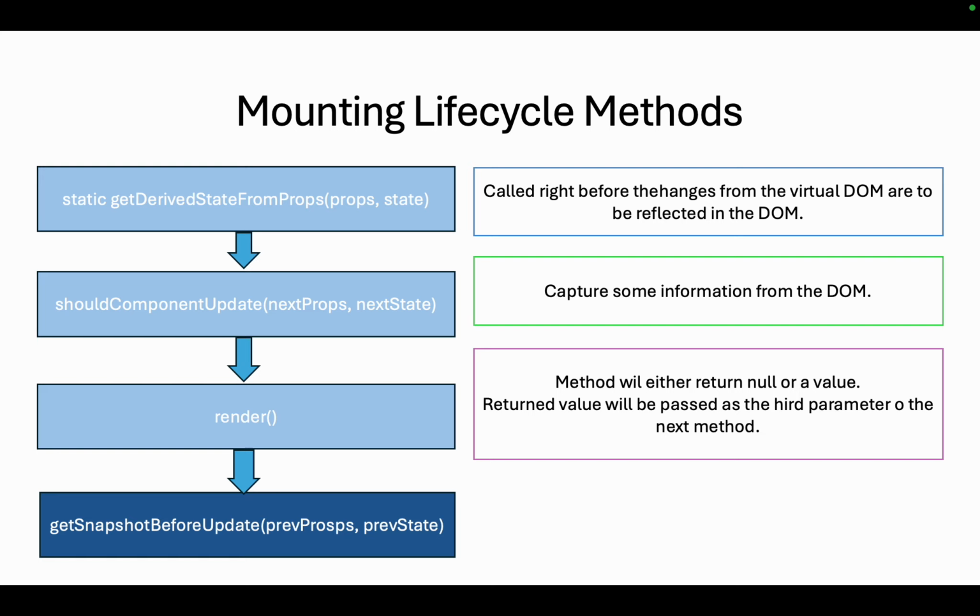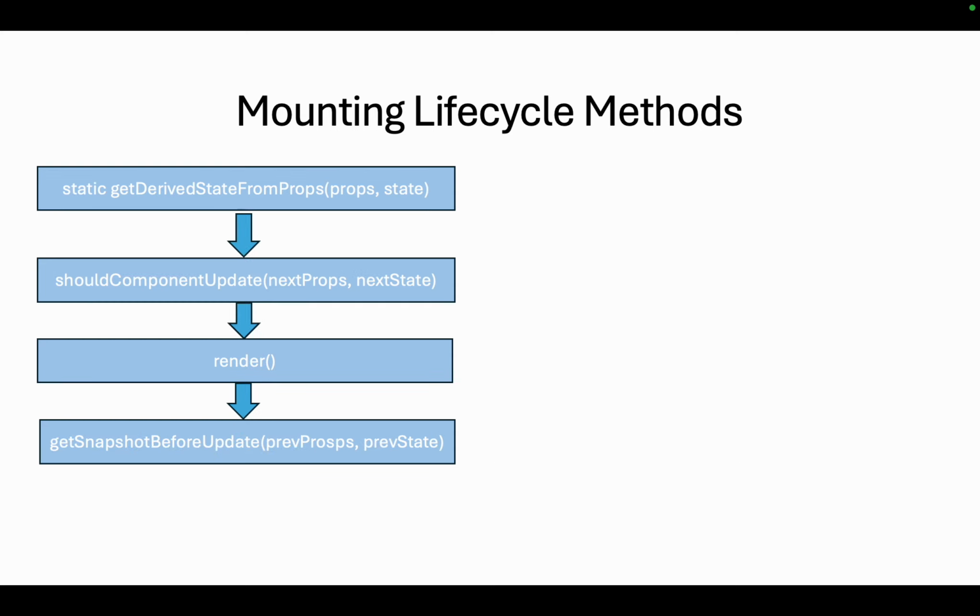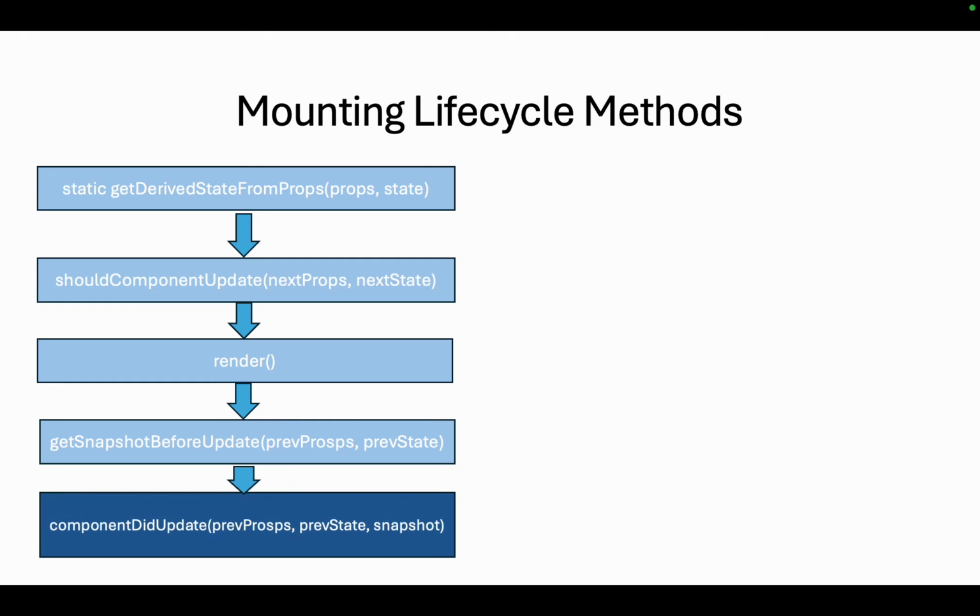As you can see, the method will either return null or a value. The returned value will be passed as the third parameter to the next method. Lastly, we have componentDidUpdate. componentDidUpdate takes three parameters as input: previous props, previous state, and the returned value from getSnapshotBeforeUpdate.